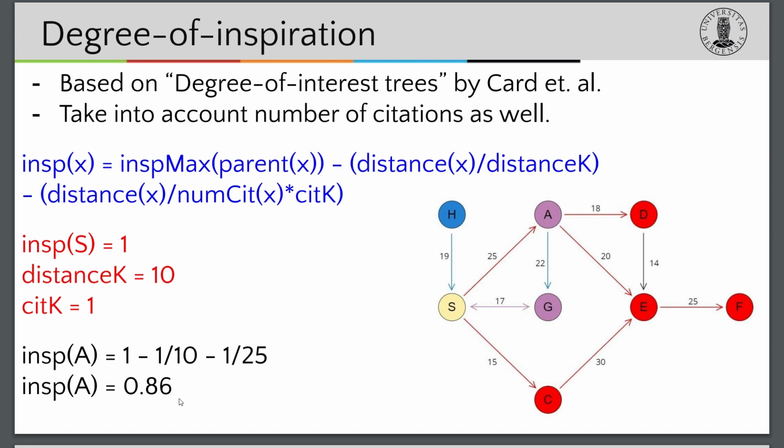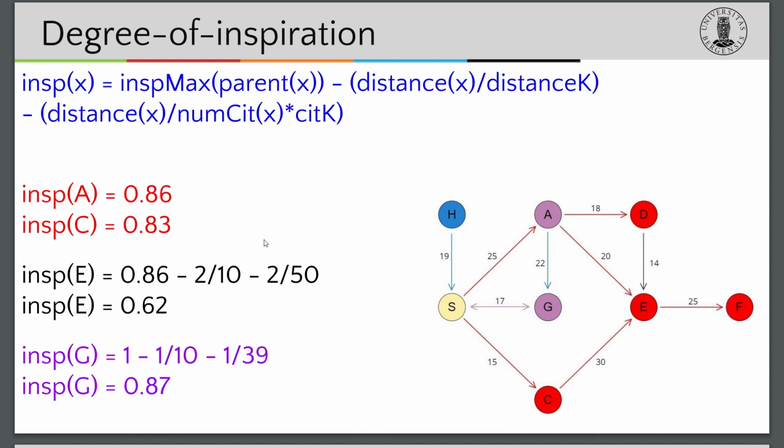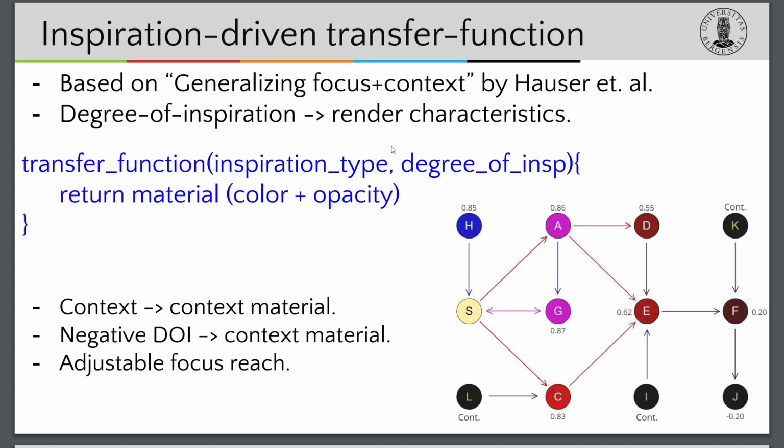So the degree of inspiration calculation. It's based on a degree of interest trees by Card, but it takes into account the number of citations as well. So I'm not going to go into details about this equation, but basically what happens is as you traverse away from the source, the degree of inspiration gets less and less. And then you can use this degree of inspiration to drive some rendering characteristics.